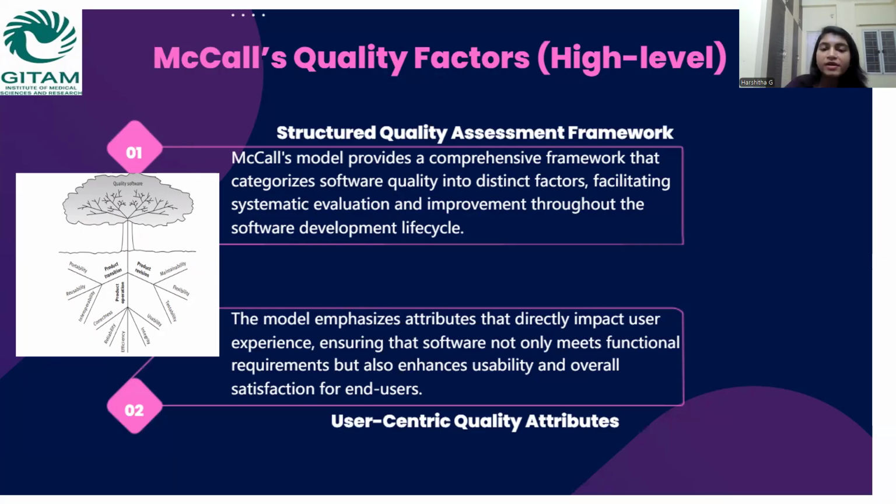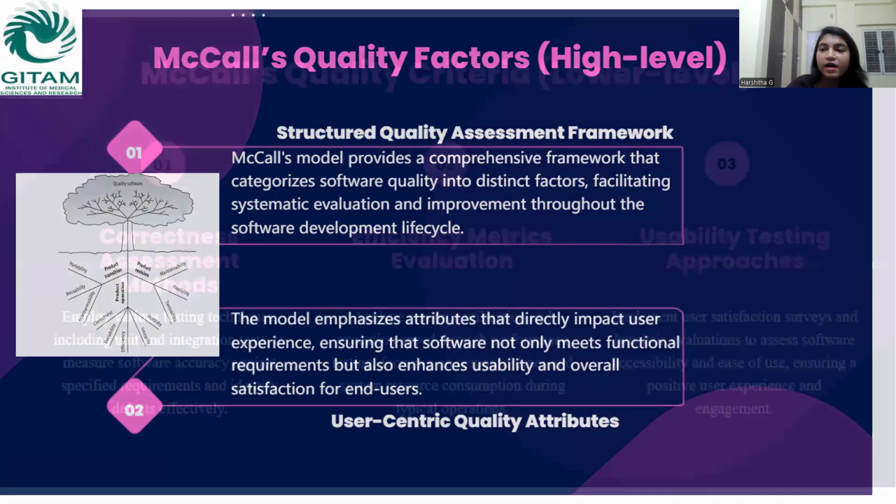Next, we have product transition factors. We only have three in them. So first, portability or maintainability. It's going to tell us, can the software run on different platforms and can it be maintained without any bugs? Next, reusability. Can the code be used in other projects? Next, we have interoperability. Can the software integrate with other systems and other OS?